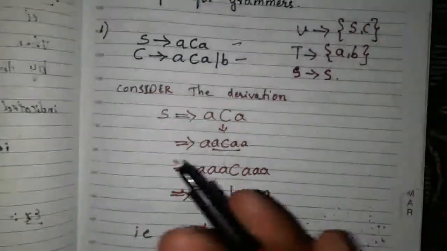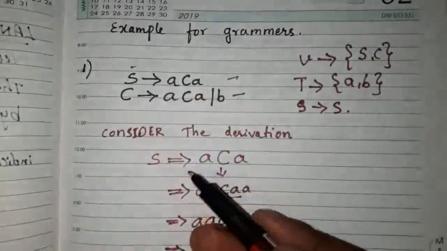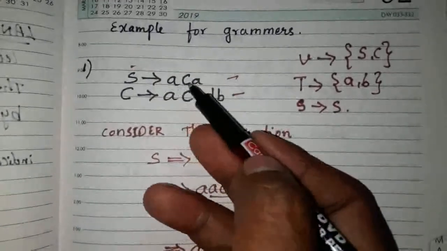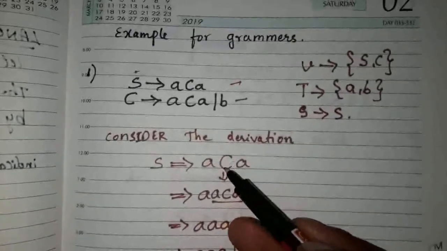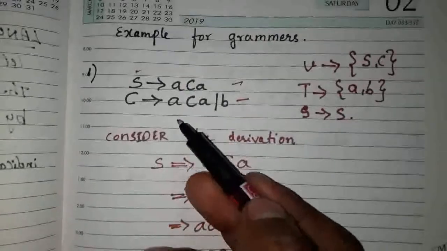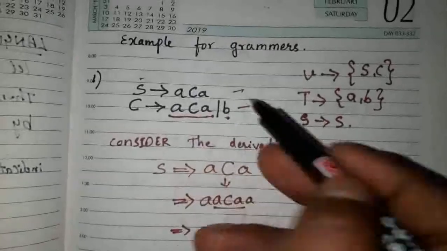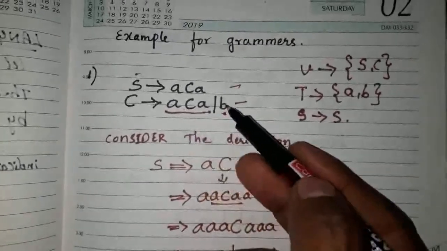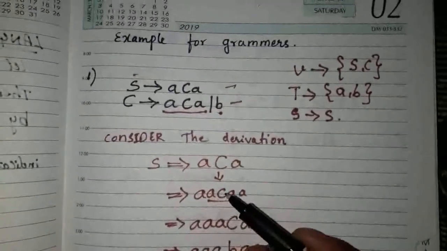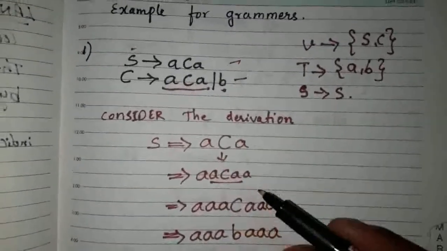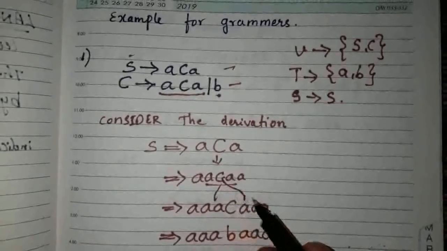So in the derivation, I'll start with the start symbol S. So S gives aCa, where C is a non-terminal symbol. For this C, I can take two definitions. I can go with the first definition aCa, or I can go with the second definition b. So instead of taking b, I'll take the definition aCa. So C is replaced with aCa in the next derivation. In the third derivation, again C will be replaced with aCa.